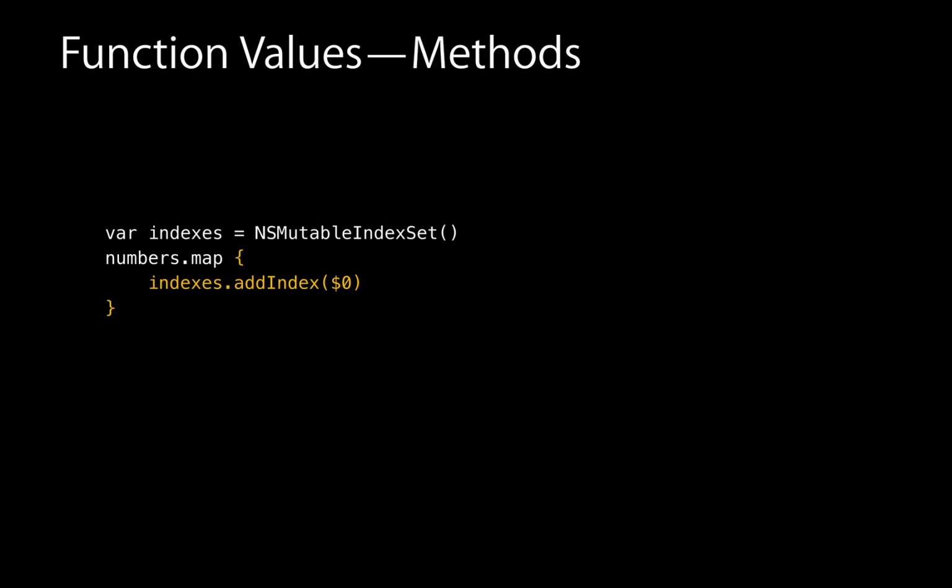We can even do this with bound methods. Instead of packing an index set like this, wrapping a call to the method in a closure, we can just pass the bound method directly as a function value.